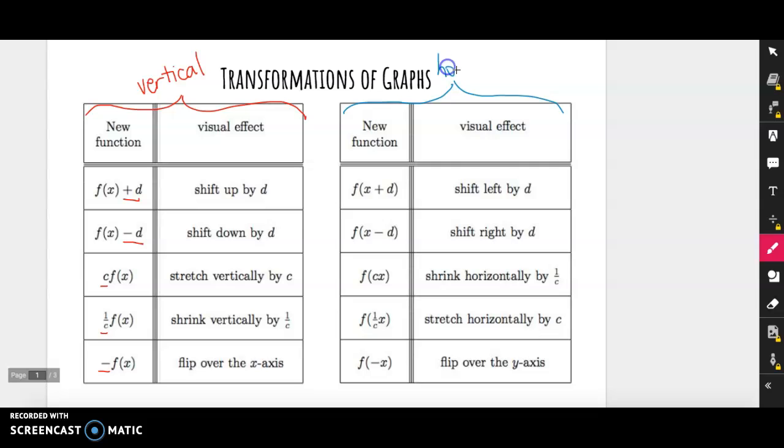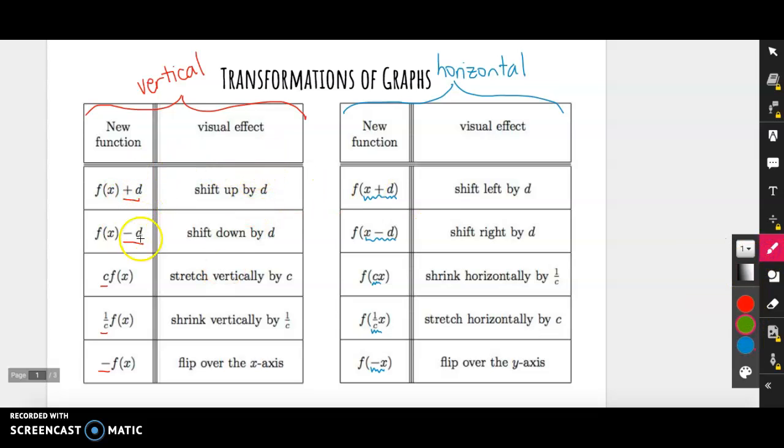Okay, horizontal. And that's because all these things are inside of your functions, right? You're either adding or subtracting D inside of your function. You're multiplying by C or 1 over C inside of your function, or you're multiplying by a negative inside of your function. Okay, all right, now let's talk about some more clarification stuff.